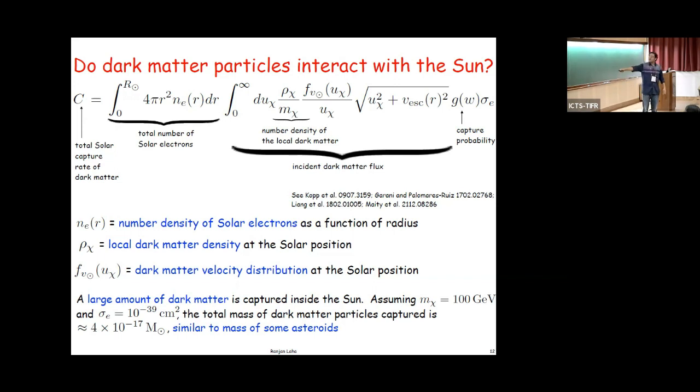And you can do an order of magnitude calculation. Suppose you assume m_chi equal to 100 GeV and sigma_e equal to 10^-39 centimeters squared. The total amount of dark matter particles captured inside the Sun is roughly 10^-17 solar masses. How big is that? This is similar to the mass of some asteroids we have. So it's a huge amount of dark matter that can be captured inside the Sun.